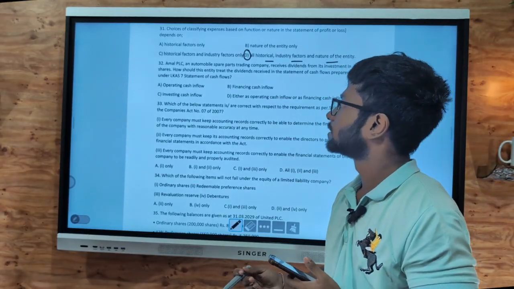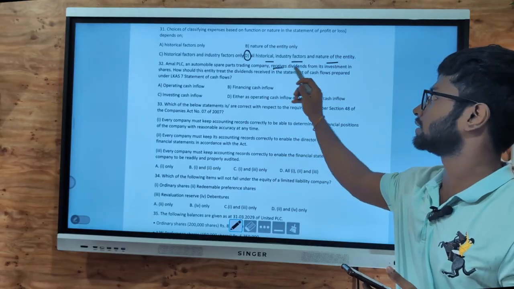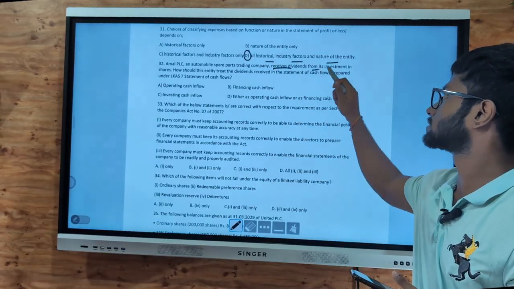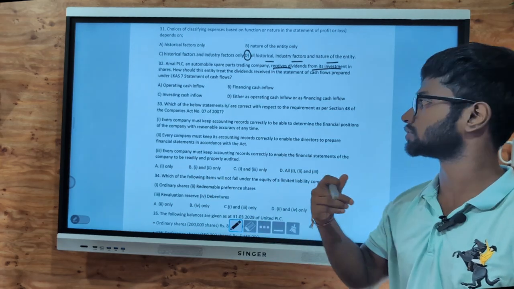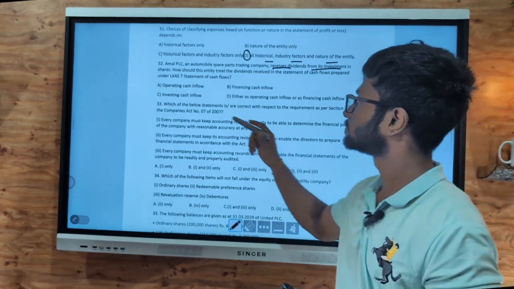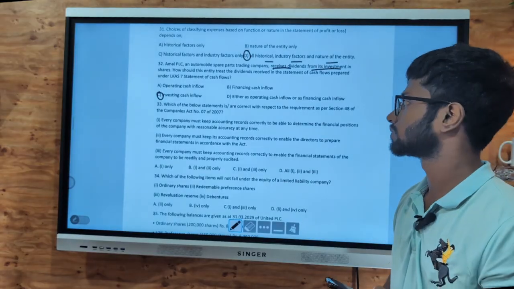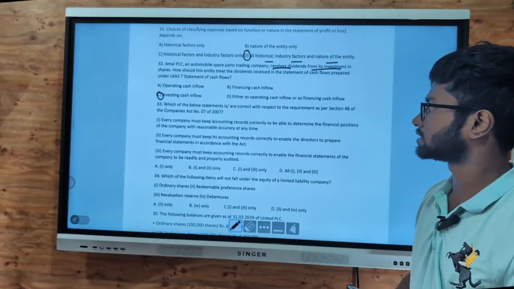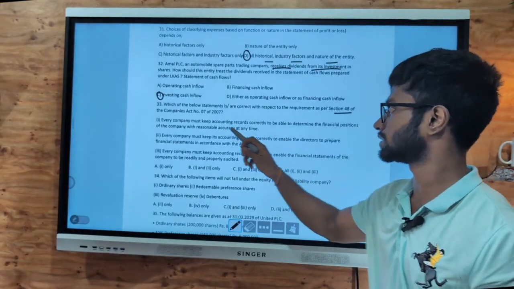D, an automobile spare parts trading company receives dividends. They are getting dividends for investments. From that itself you can get an idea. You have invested, you get a return. So this should be investing activities. Next, which of the below statements are correct in respect to section 48 of Companies Act number 7 of 2007.